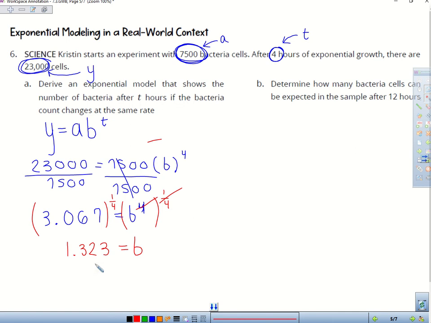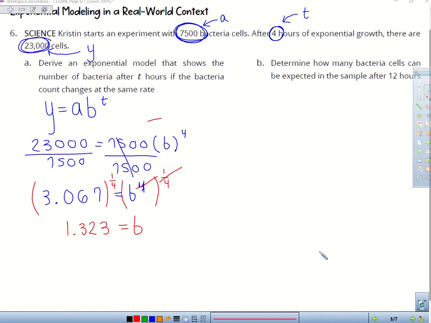All right. So from there, we now know b, so we can rewrite our formula. So our formula is going to be y equals our a times our b to the power of x or t, your choice. And that's the final answer.